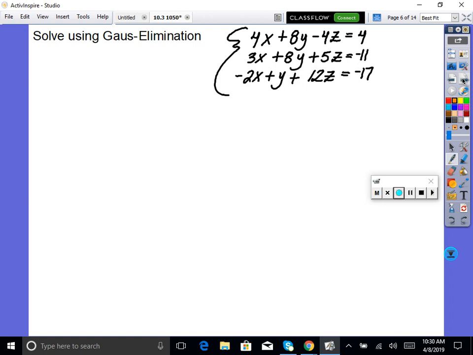Okay, so this is solve using Gauss elimination. So our first step, I would write this down. This is our first example. Our first step is to write it in its matrix form.